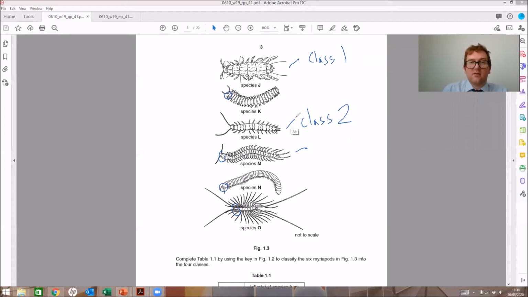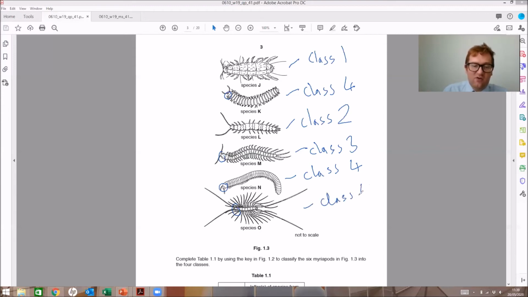Looking at the other half of the dichotomous key, we have the idea of 2 or 1 pair of legs per segment. If you look at species M, you can clearly see that it has a total of 1 pair per segment, which puts it into class 3 according to the key. Species K has 2 pairs per segment, which puts it into class 4. Species N also has 2 pairs per segment, putting it into class 4. And species O also appears to have 2 legs per segment, if you look at the detail, which puts it into class 4.